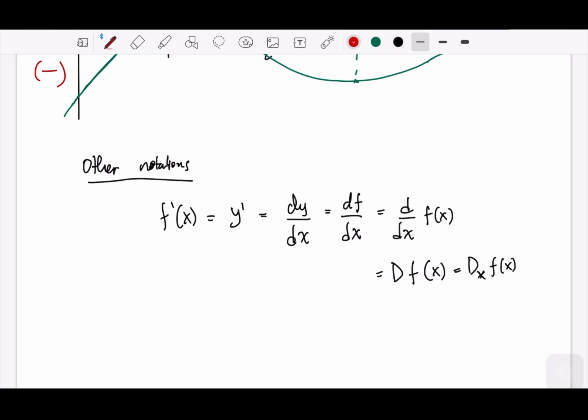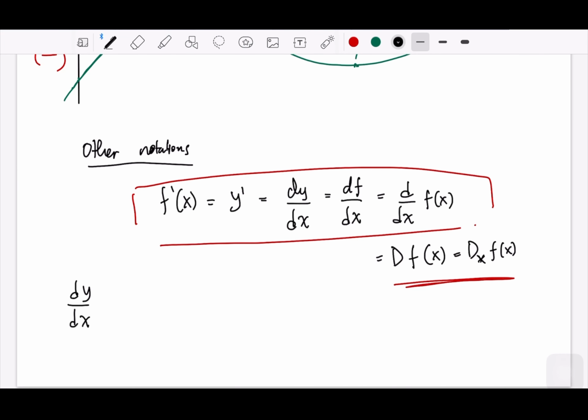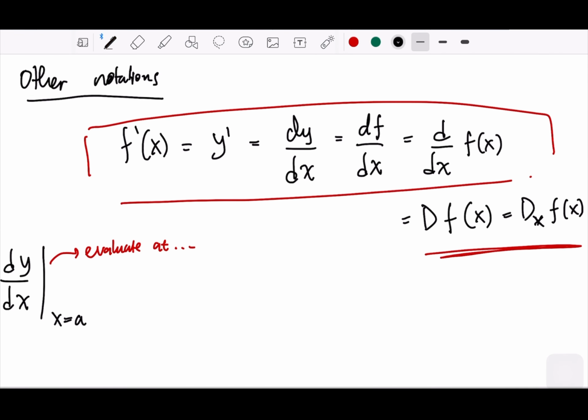But the last two are usually written later on in partial derivatives, that will be in calculus 2. Okay. So maybe the first line here is much more commonly used. And we can also write dy over dx and then x equals a, which means we are evaluating at x equals a in our dy over dx. So this means evaluate at, okay.